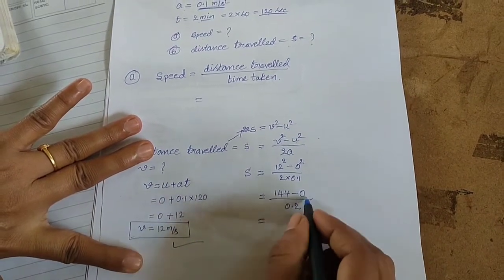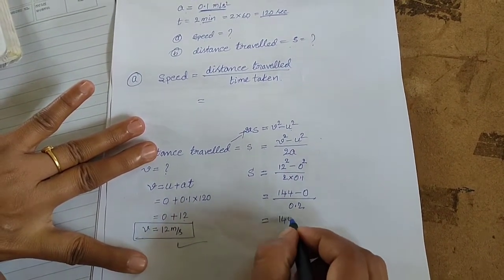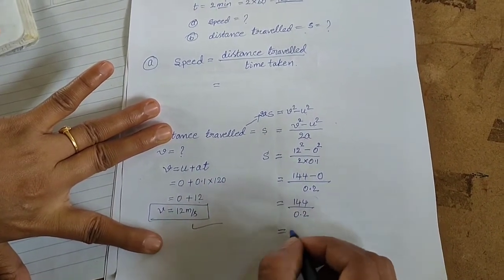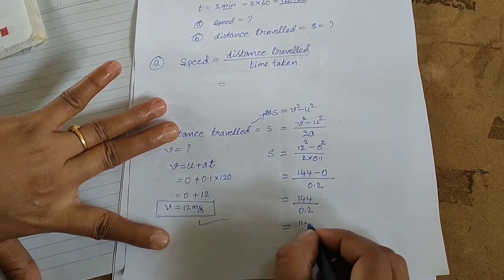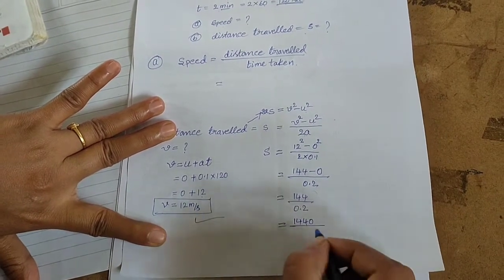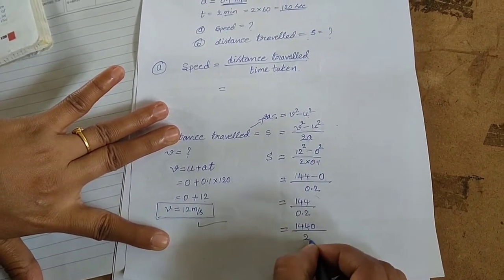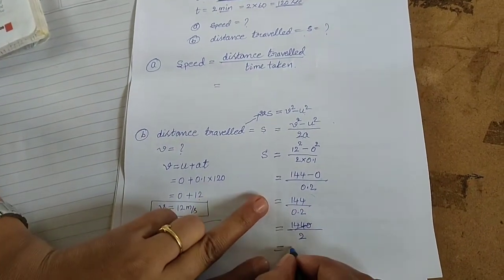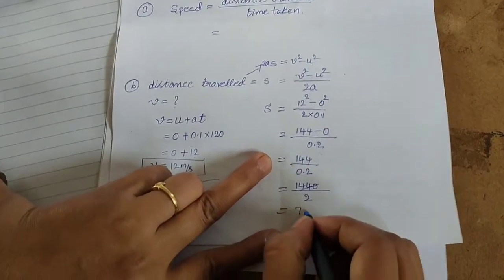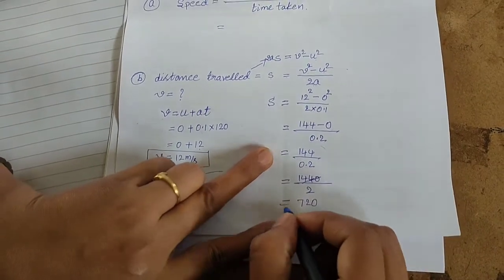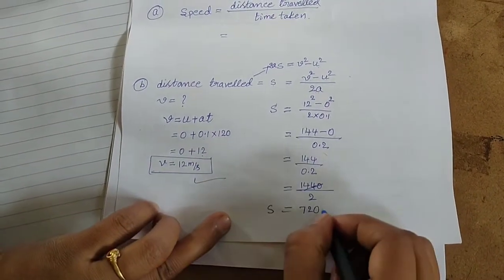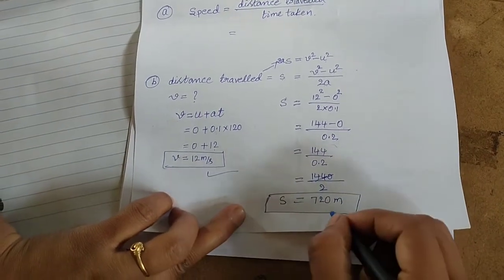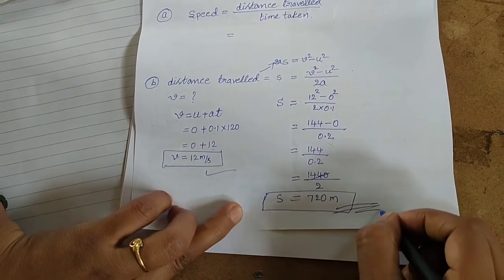So now subtract. So 144 divided by 0.2. Remove this point, so put the 0 on the numerator. That is 1440 divided by 2. Then we can divide by 2: 2 7s are 14, 2 2s are 4. So the distance travelled is in meter. So s is equal to 720 meter.